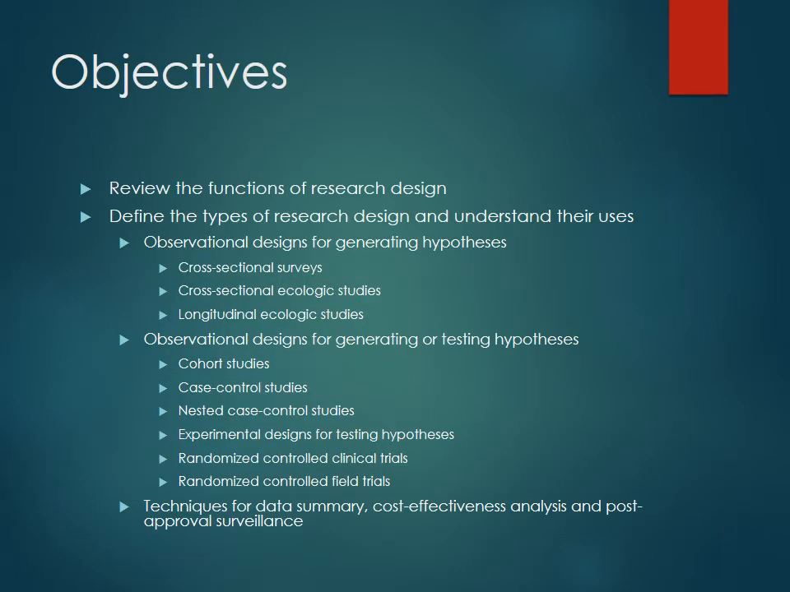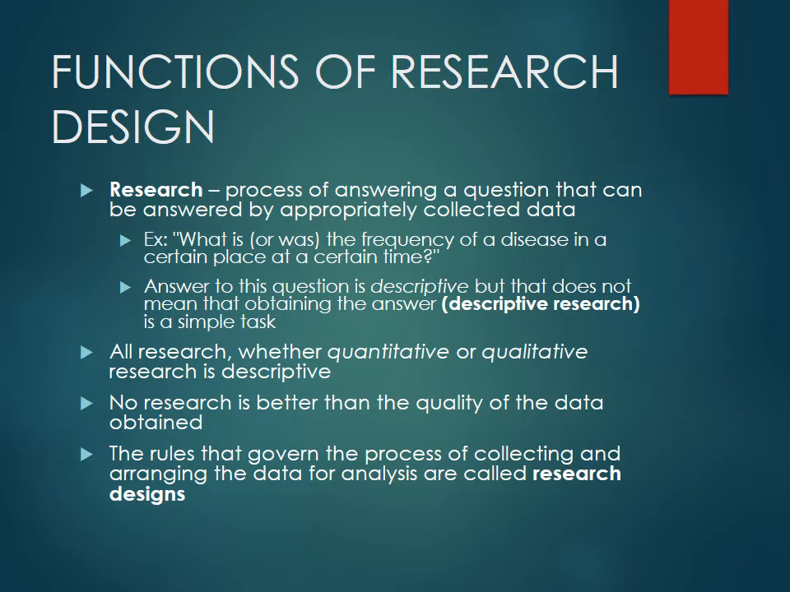So we'll look at different functions of research design. We're going to look at the different types of studies and some of the pros and cons of each of them as they compare to one another. And so we know that research is this process of answering a question that can be answered by appropriately collected data. So again, what is or was the frequency of a disease in a certain place at a certain time? We'll see that they can either be descriptive research. We'll also look at whether the research is going to be more quantitative or qualitative in nature. So we'll talk in more detail about that.